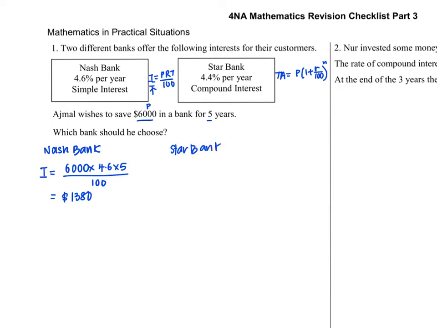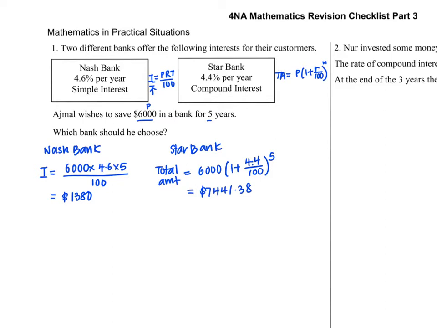if you were to calculate this formula using compound interest, that will start with the total amount. And that will be the principal, which is $6,000, times 1 plus the interest, which is 4.4%, and 5 years. So this will give me 7,441.38 in 2 decimal places.